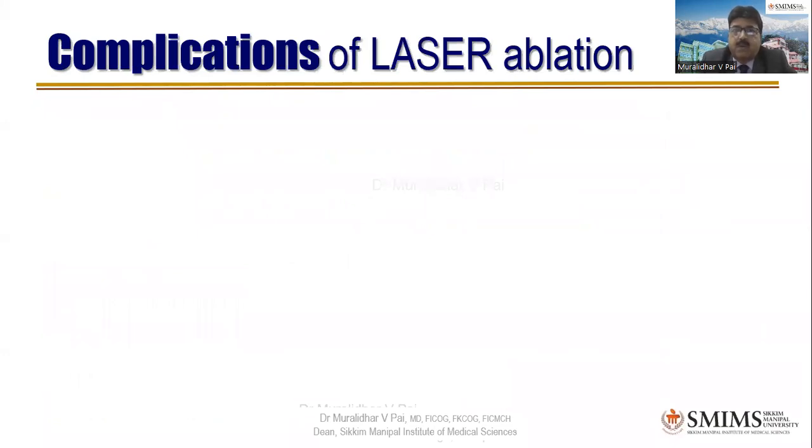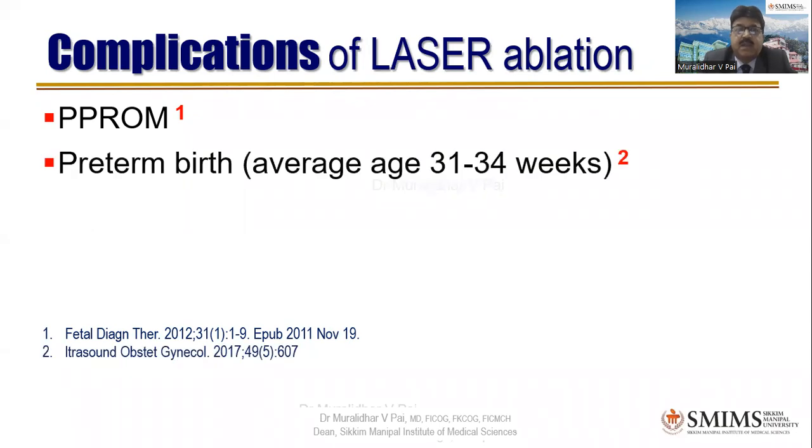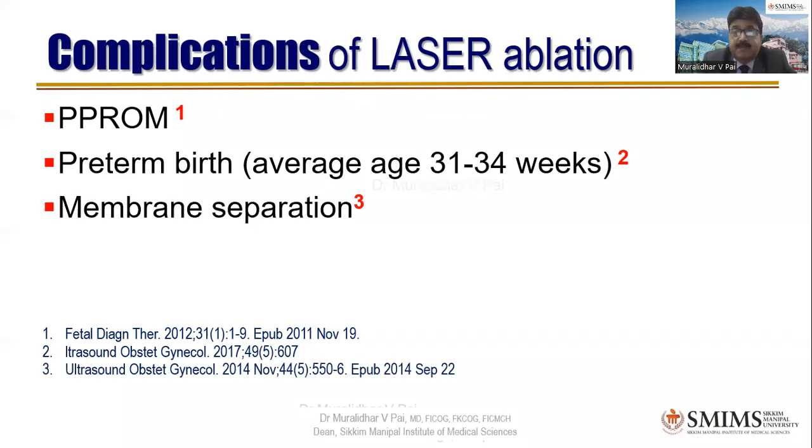Okay, now we talked so much about laser ablation, thinking that it's the one which is going to solve the problem totally. Yes, it helps, but there are complications with laser ablation as well. First of all, it can give rise to PPROM, and that can again lead to preterm delivery or very early preterm delivery as well. Preterm birth, average age is 31 to 34 weeks, which is okay. Membrane separation, which can lead to again preterm labor because of the secretion of prostaglandins.